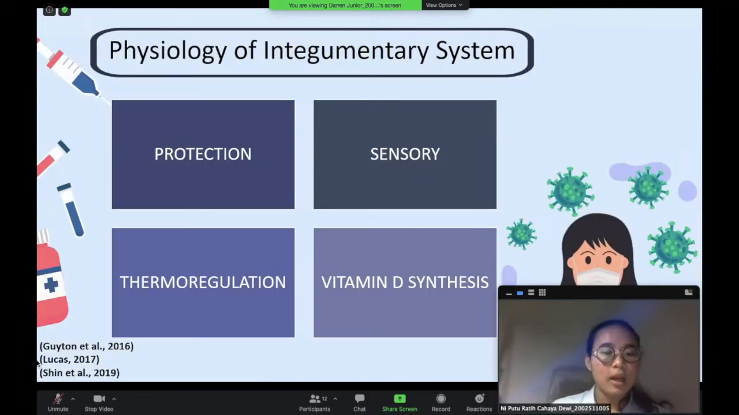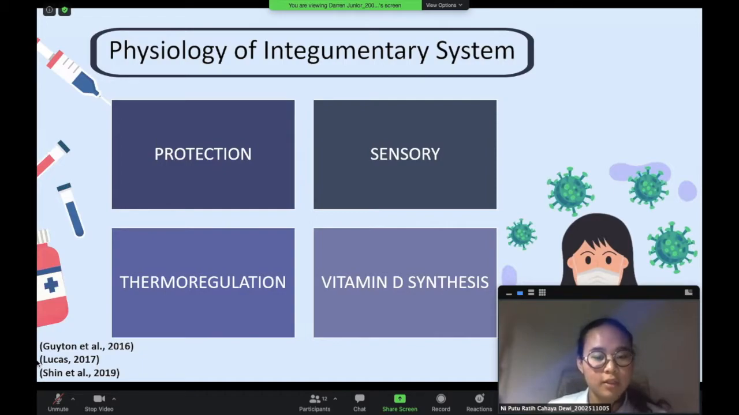Next. There are 4 main functions of the integumentary system. As protection, the skin acts as a barrier against water loss. In the sensory function, there are nerve endings: Meissner corpuscle, Pacinian corpuscle, Ruffini ending, and Krause corpuscle.